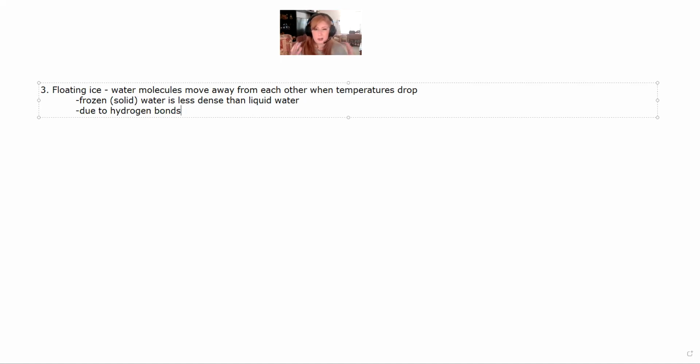Okay, so think about those hydrogen bonds I drew with the dashed lines. Think about those spreading out. Everything's kind of at arm's length, forms this crystal lattice type thing.